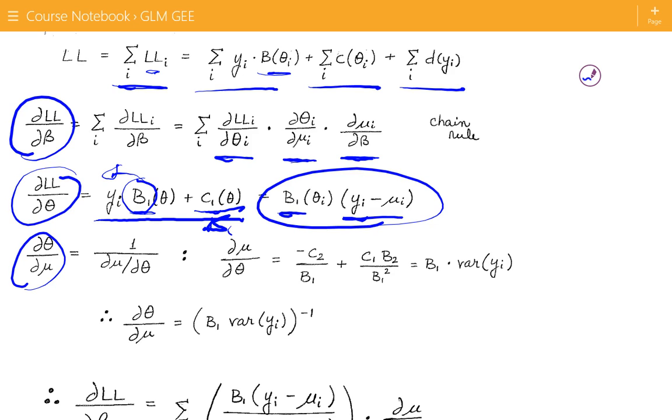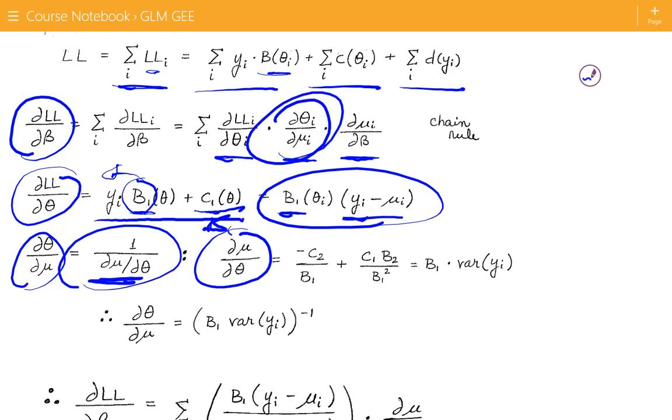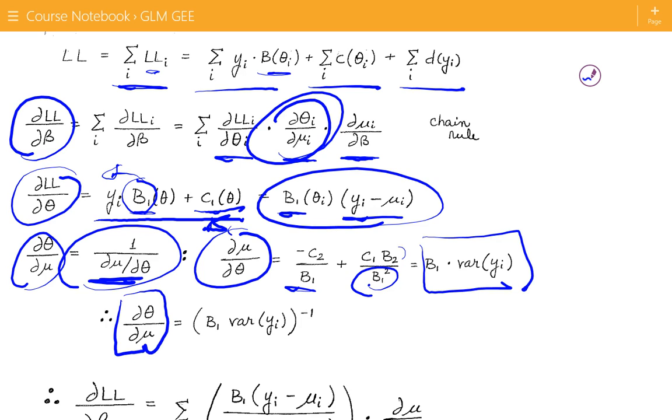Moreover, if we consider the derivative of theta with respect to mu, that's this part up here, it is 1 over the derivative of mu with respect to theta. If we look at the derivative of mu with respect to theta above, we can see that it breaks down into the negative of the second derivative of c over b1, plus c1 times the second derivative of b, b2, divided by b1 squared. A little bit of algebra, pulling b1 out, shows that that's the same thing as b1, the first derivative of that function b, times the variance of y_i. So if we take the inverse of that to get our d theta d mu, we have it as the inverse of the first derivative of b times the variance of y_i.